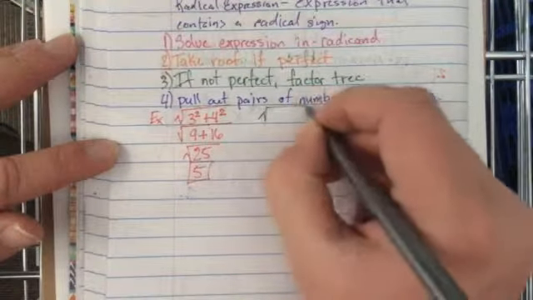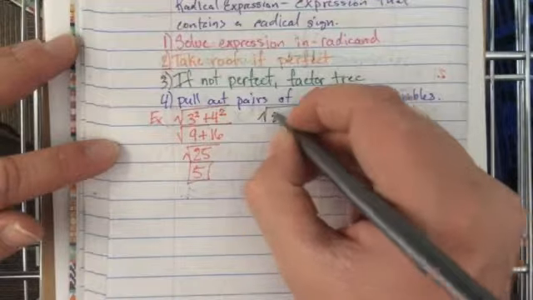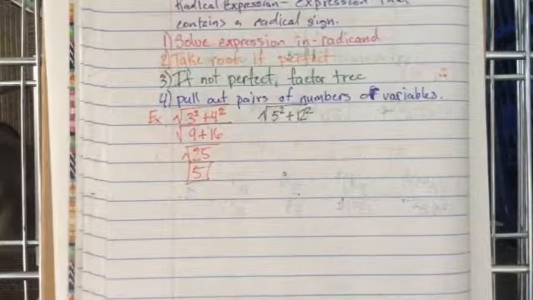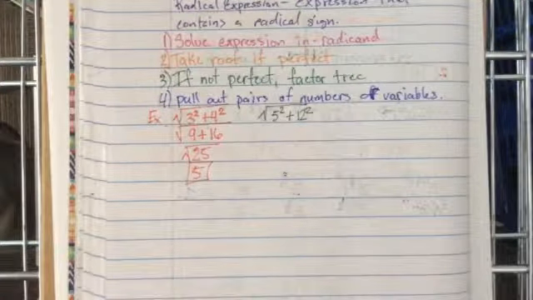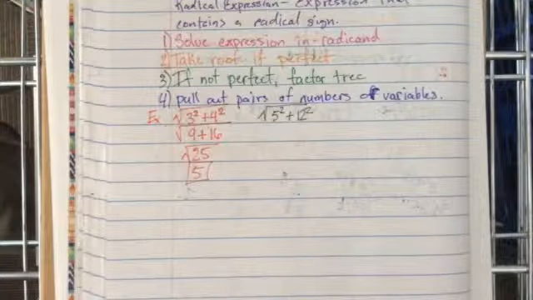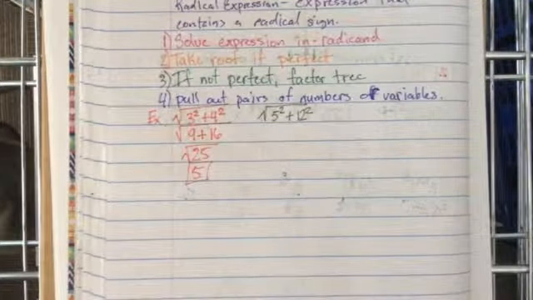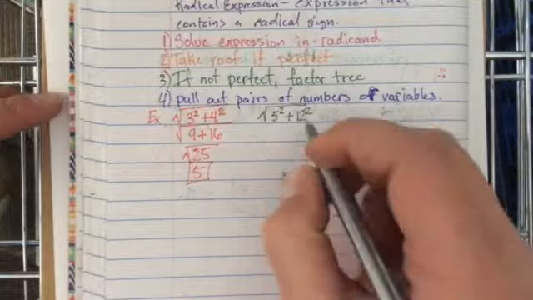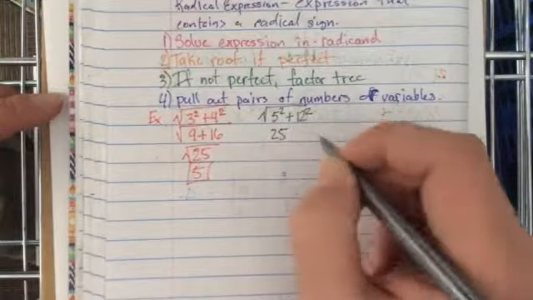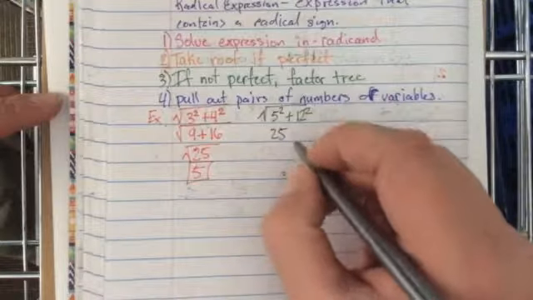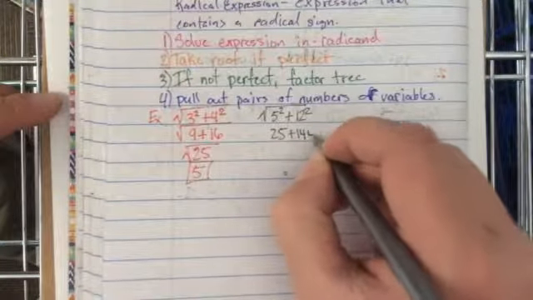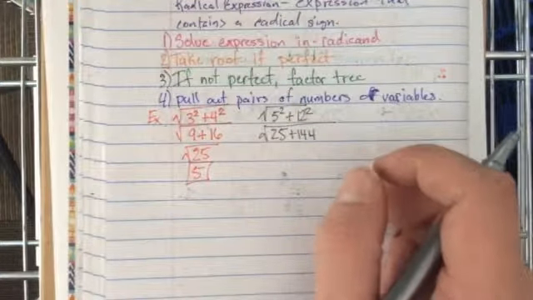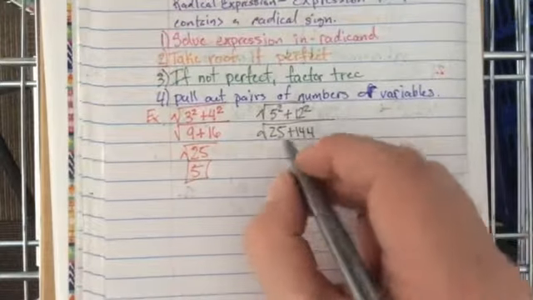Let's say we had the square root of 5 squared plus 12 squared. So what's our first step? So we're going to solve the expression first. So 5 squared is... 12 squared is 144. So 12 squared is 144. 5 squared, 25. So 25 plus 144 is 169.